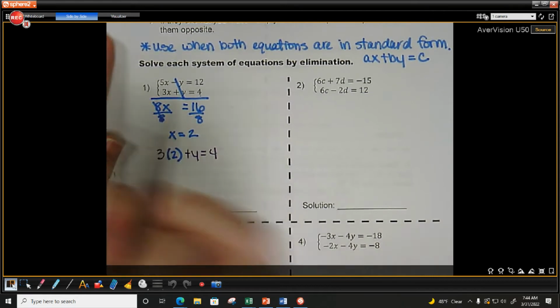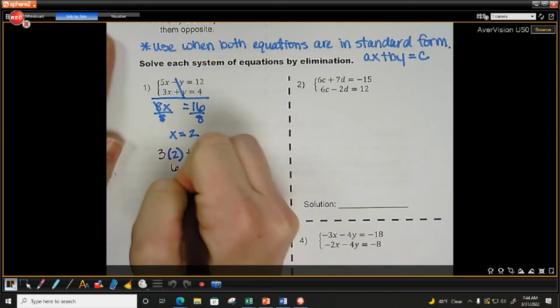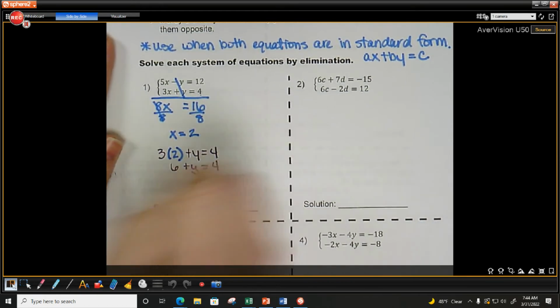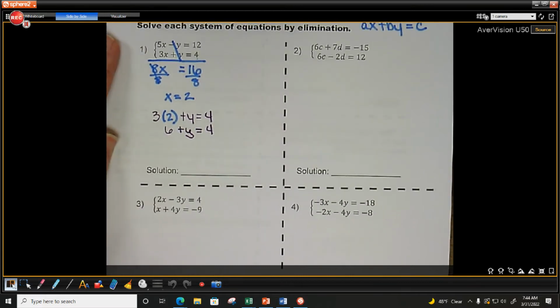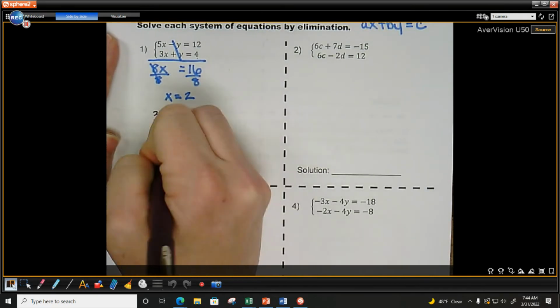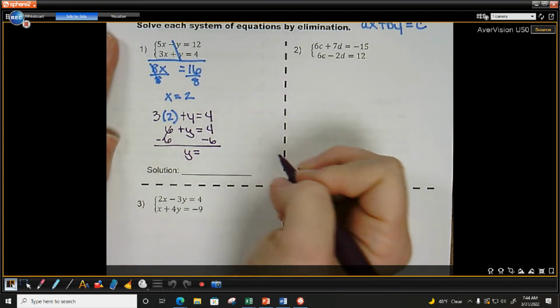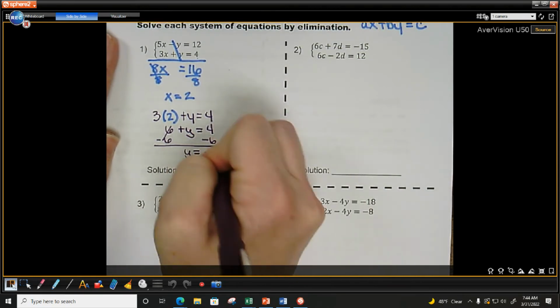3 times 2 is 6, so 6 plus y equals 4. And how do I get the y alone? Minus 6 on both sides. And we get y equals -2.